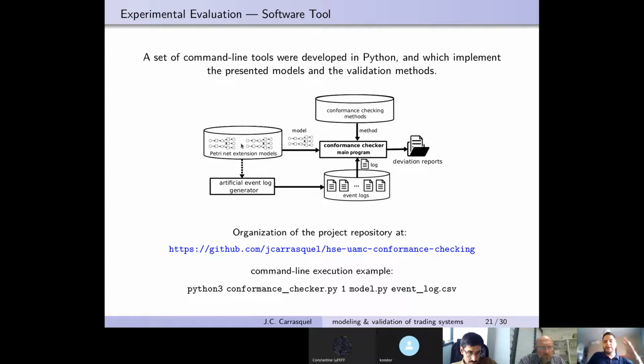So we have a class. I will show a snippet of code in Python to understand how this could look. And then we can pick a particular log. Also, we have a repository of event logs. We pick a particular log, a particular method out of the three that we described in the thesis, and a particular model. And we generate the deviations. So this is one of the main important things: the difference between the model and the log.